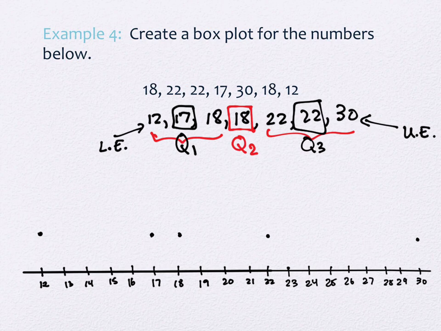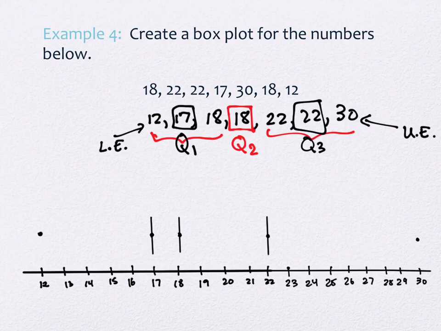Okay. I need those locations marked, and these dots are not super special. You could skip this step, but they give me a place to mark things so that I can see them easily without having to keep looking down below. These are my 5 points of interest. The median, 18, you're going to draw a vertical piece through that dot. And you're going to do the same thing at the 17, which is the Q1 value, and at the 22, which is the Q3 value.